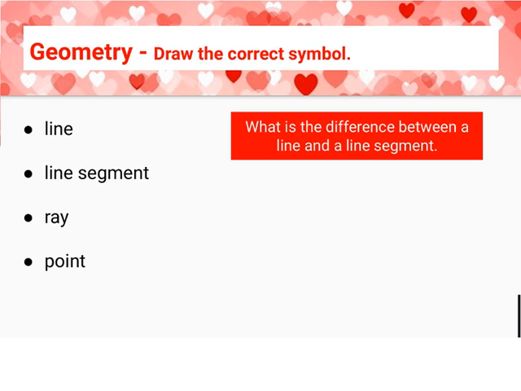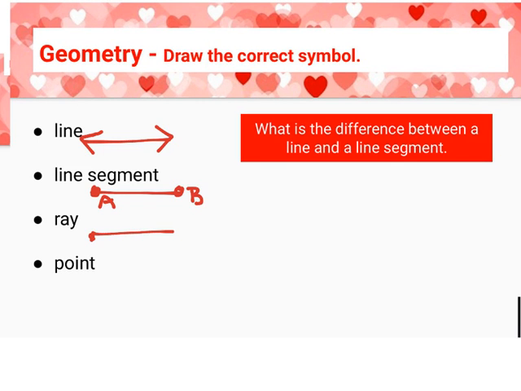All right, a line. What's a line look like? Remember, a line goes both ways and it never ends. A line segment has a starting point and an ending point, and remember, we name those points with capital letters. A ray has a starting point on one end and it goes on forever the other way, and that point is labeled with a capital letter.